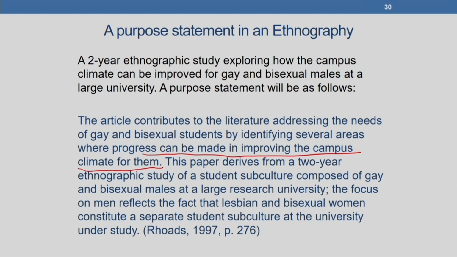So, the needs of these students become the central phenomenon under study, and the author seeks to identify areas that can improve the climate for gays and bisexual males. The author also mentions that the strategy of inquiry will be ethnographic and that the study will involve males, which is participants, and the study will be carried out in the university, which is the site of the study.